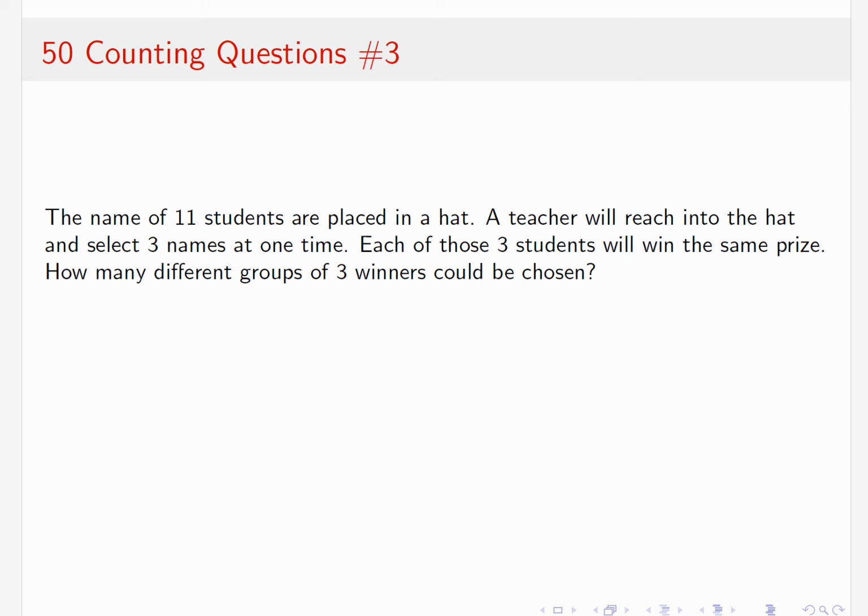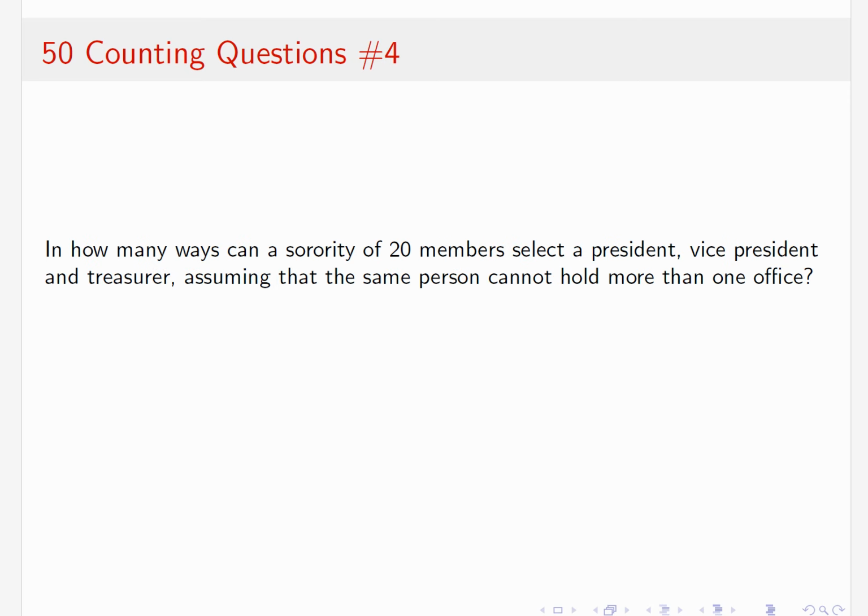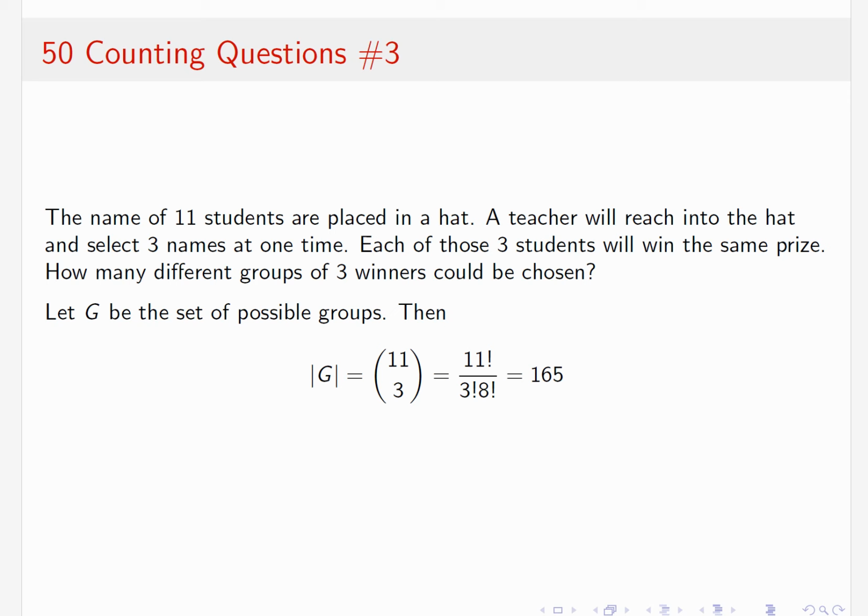Number 3, the names of 11 students are placed in a hat. A teacher will reach into the hat and select 3 names, one at a time. Each of those 3 students receives the same prize. So now we're in a situation where it's combinations, right? Because order doesn't matter. They're just a winner. They get the same thing whether they're selected first or selected last. Therefore, if G is the set of all possible groups of winners, then the cardinality of G is 11 choose 3, which is 11 factorial over 3 factorial times 8 factorial, which if you simplify that is 165.